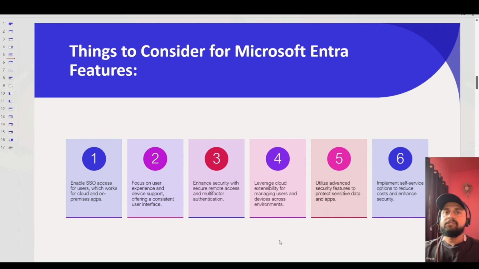The next one is enhancing security with secure remote access and multi-factor authentication. If you are using remote access and feel that the security should be enhanced, then Microsoft Entra offers that feature. And multi-factor authentication is very important. Microsoft Entra provides it, so you can get an OTP to your email address or a mobile number and then access the resource. It's a very good feature, and it's bundled with Microsoft Entra. If you have such a requirement to implement MFA, you can consider Microsoft Entra.